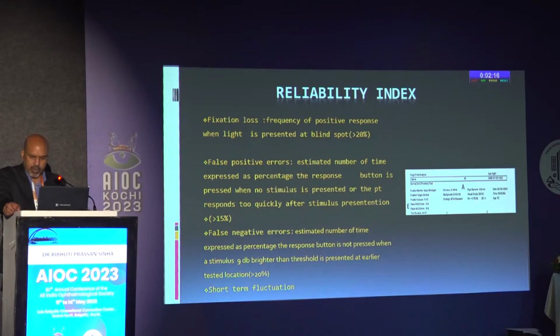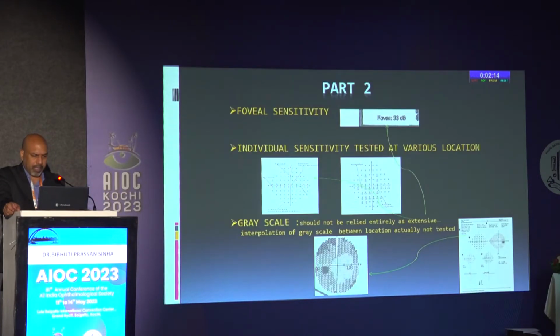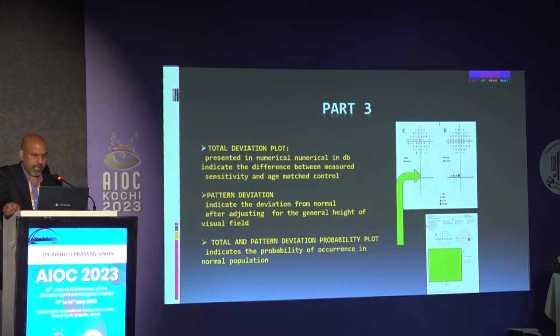If there is high false negative, the patient will present with a clover leaf pattern, and these are two specific types of pattern which need to be identified before you get into the further details of the patient data. Now, foveal sensitivity is very important. Individual sensitivity has to be seen. Then the gray scale has to be seen. The total deviation and the pattern deviation.